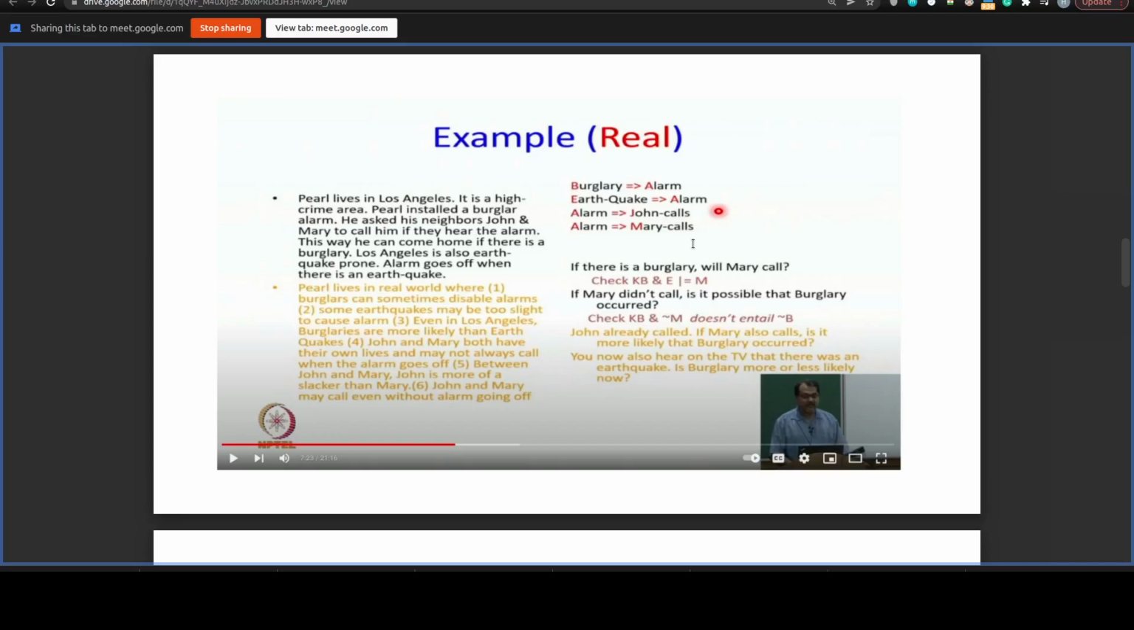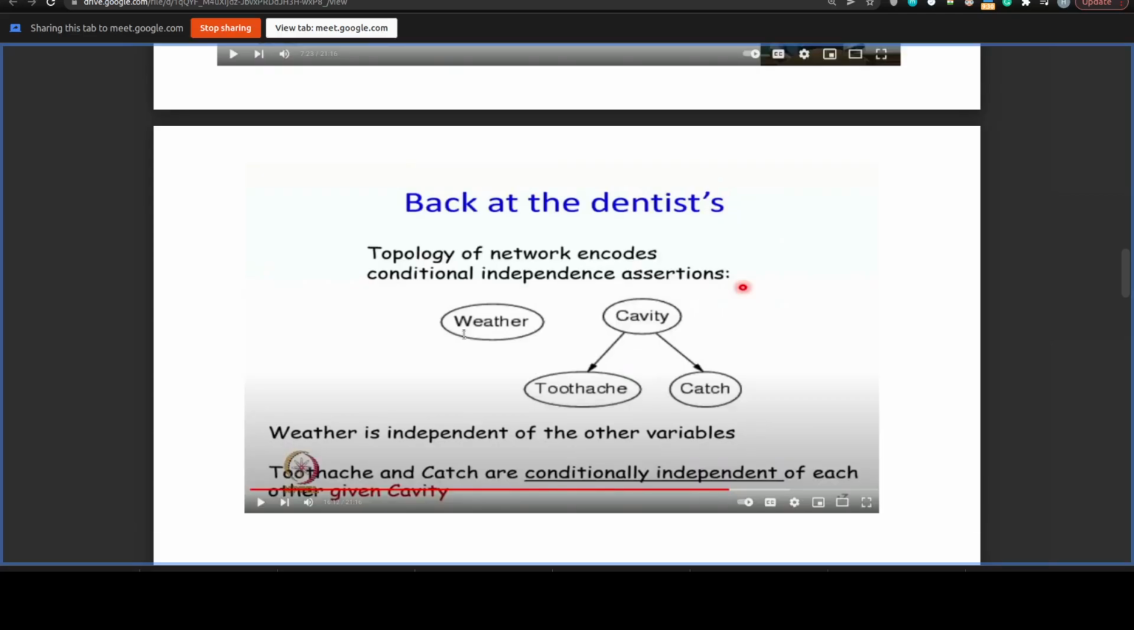One other thing is that you have something called conditional independence. Conditional independence means that these two variables, toothache and catch, are not independent, right? But when you condition them on cavity, they are independent. So P of toothache and catch conditioned on cavity is equal to P of toothache given cavity multiplied by P of catch given cavity, right? So they are conditionally independent.